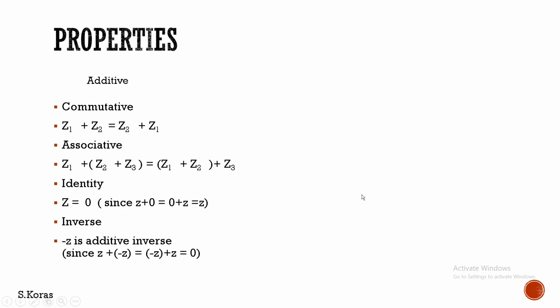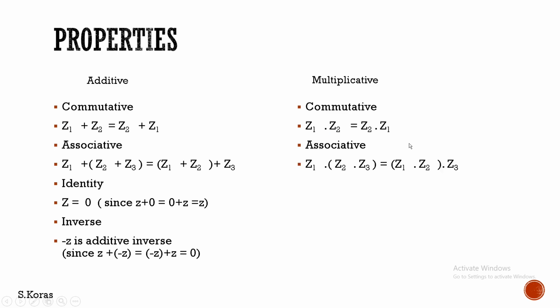The same way, let us go for multiplicative properties. Multiplication also has the commutative property, that is, Z1 into Z2 can be written as Z2 into Z1. It also has its associative property, just like additive, that is, (Z1 into Z2) into Z3 is equal to Z1 into (Z2 into Z3). These are all very simple and we can prove them very easily.